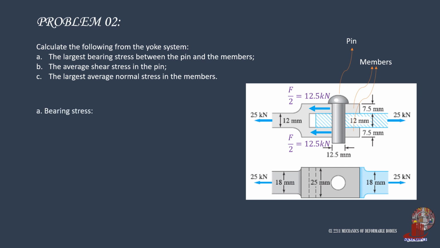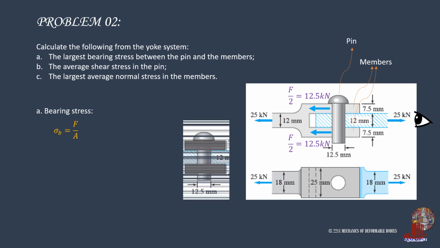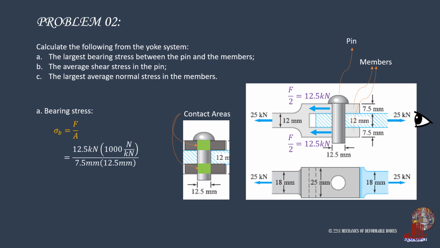Let's start with the bearing stress between the pin and the two members, with a similar equation of force over area. Take a look at the system from the right side perspective. The contact areas considered are those inclusive of the diameter of the pin and the thickness of the members. The bearing stress is then computed as the force of 12.5 kilonewtons converted to newtons by multiplying 1000, and this is divided by the member thickness of 7.5 times the pin diameter of 12.5 millimeters.